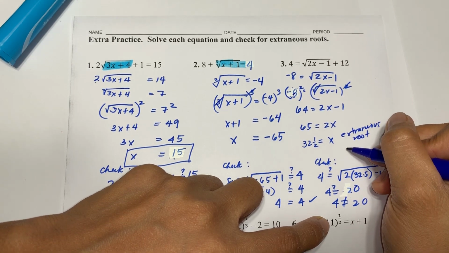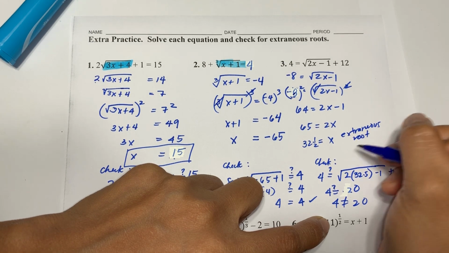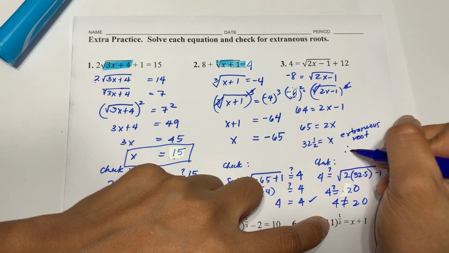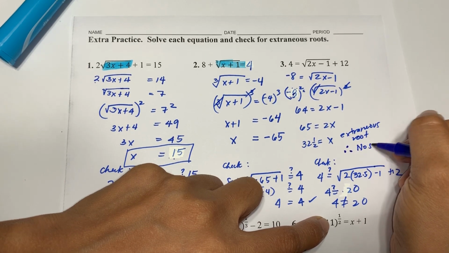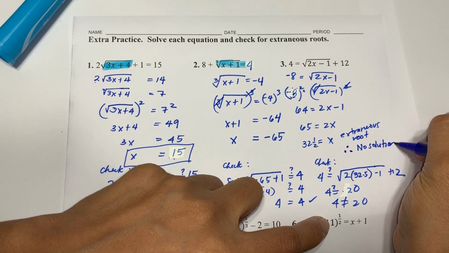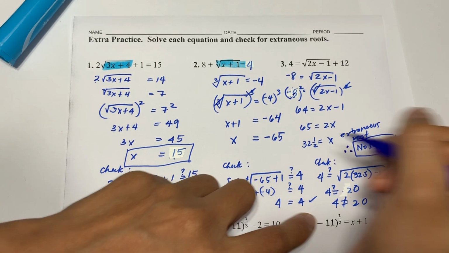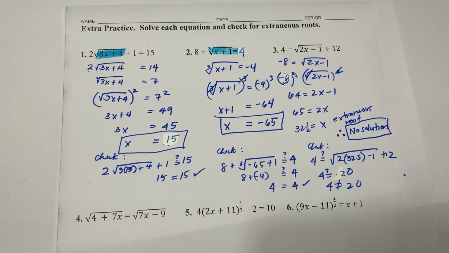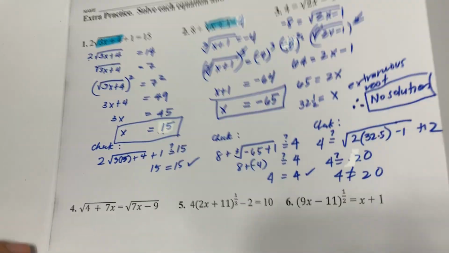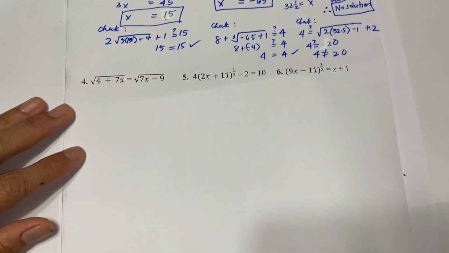So the answer is, therefore, by the way, it's no solution. Answer is no solution. Okay, it's the first 3 simple ones. Then we got a little bit more complicated down here.